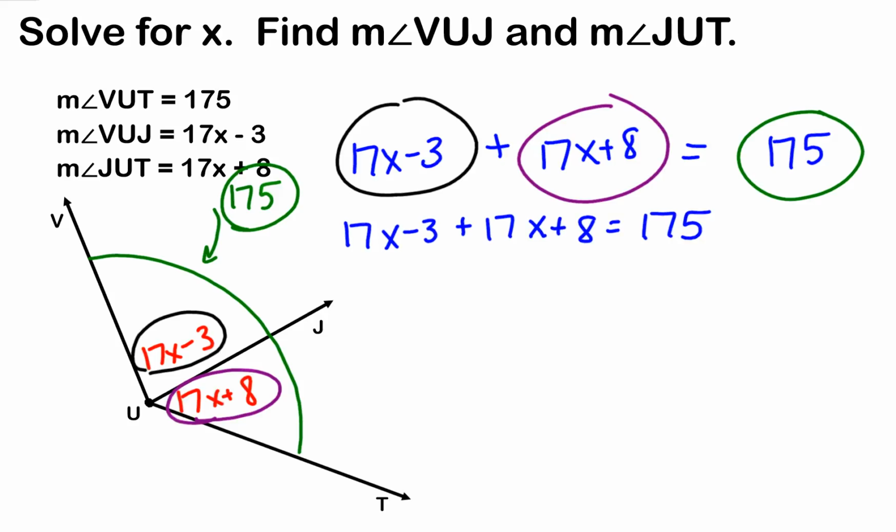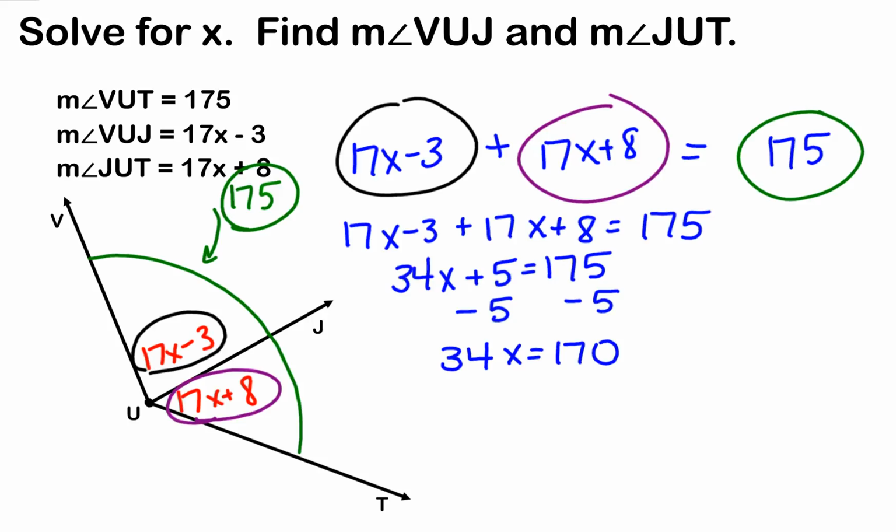And I'll take 7x plus 17x, I get 24x, and 8 and negative 3 will give me positive 5, and that's equal to 175. Subtract 5 from each side. And I'll get 24x is equal to 170. I'll divide by 24 on each side, and I get that x is equal to 5. Now that I've found that x value, I can find each of my angle values.